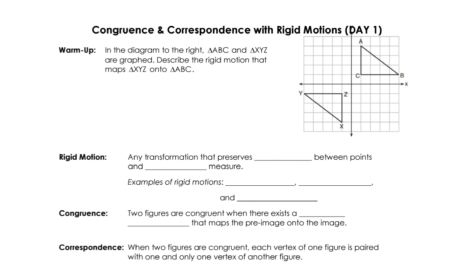Hey guys, we're on Unit 5, and this is day 1 of our notes, and it's talking about congruence and correspondence with rigid motions. So in the warm-up, it says in the diagram to the right, triangle ABC and triangle XYZ are graphed. Describe the rigid motion that maps triangle XYZ onto triangle ABC.